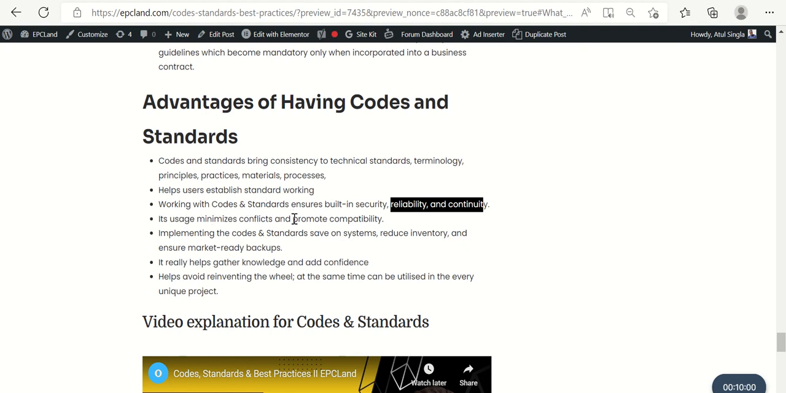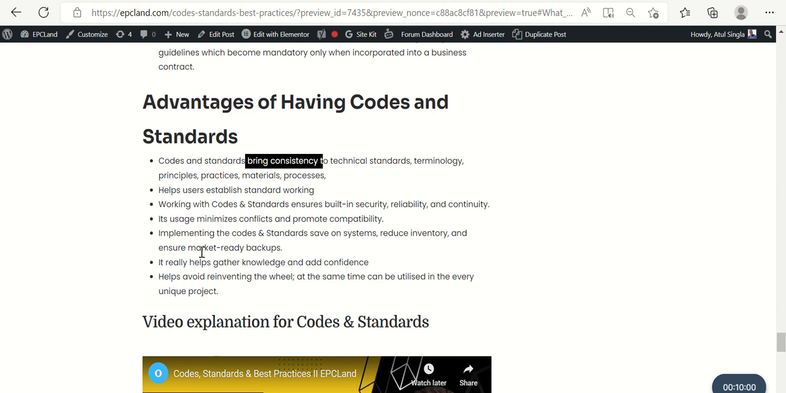Their use minimizes conflicts and promotes compatibility. Once everybody is using the same thing and is consistent with the requirements, there will be fewer conflicts with the vendors, the clients, the PMC, and other stakeholders. Although there will still be conflicts and differences in opinion, they will be fewer compared to when we don't use these codes and standards.